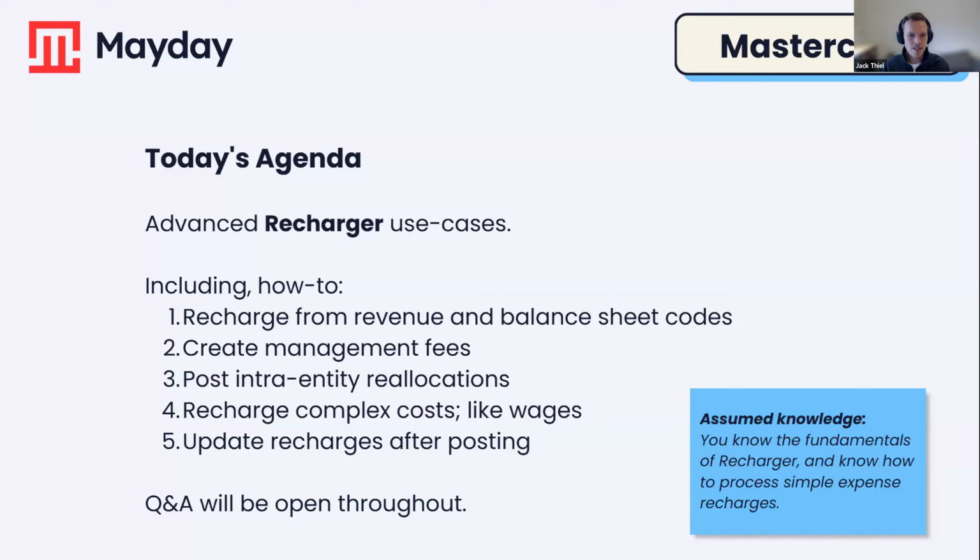Number 4 on the list is recharging complex costs like wages. Wage recharges are some of the more detailed and complex recharges that have to happen. Oftentimes we're dealing with not a lot of information in Xero. So there is a middleman here, but you can absolutely use Mayday to recharge really complicated and detailed wage recharges across the group.